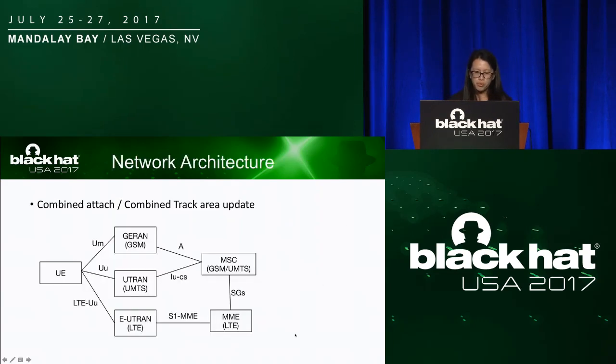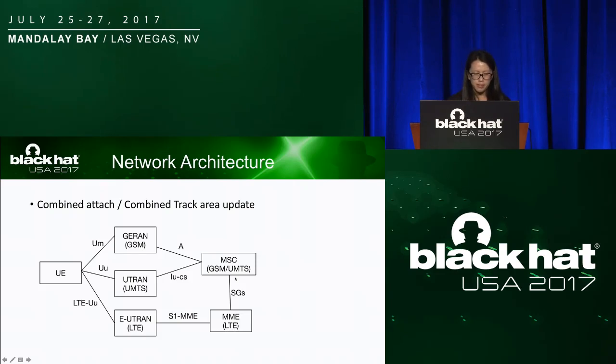This picture illustrates the network architecture. UE means user equipment, the cell phone. And the three middle blocks stand for three kinds of radio access network: 2G, 3G, and 4G. And the right two blocks are the core network elements. The upper one is for 2G and 3G, MSC. And the lower one is for 4G, MME.